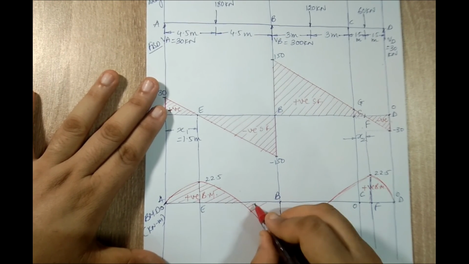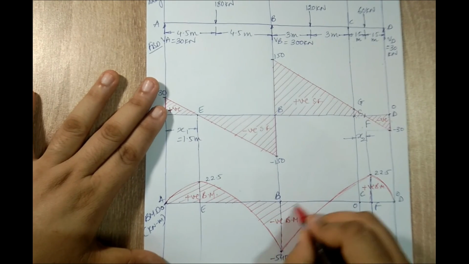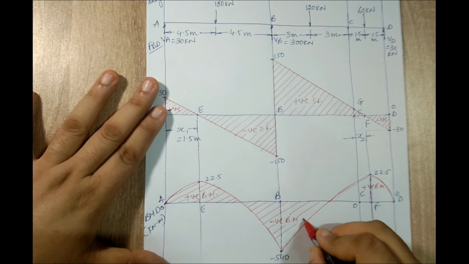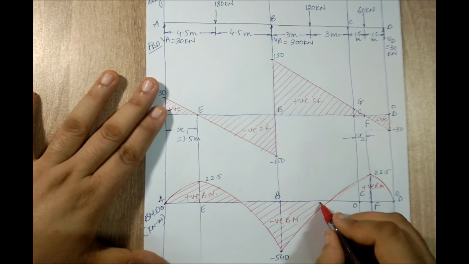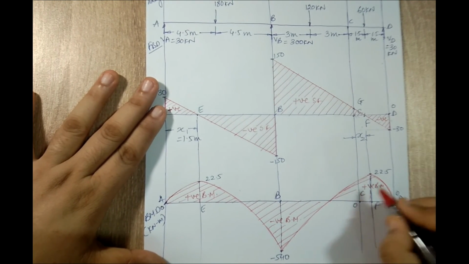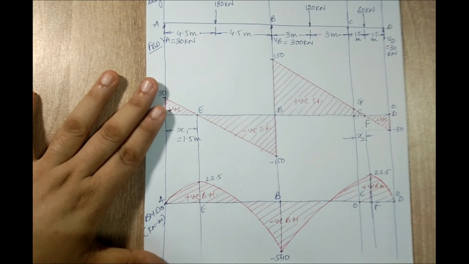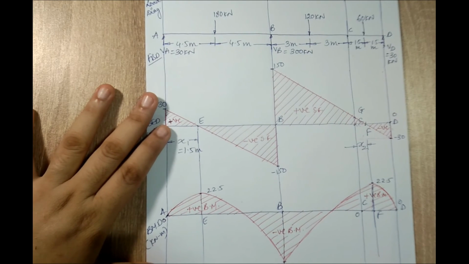The area under the SF diagram indicates the intensity of loading on the beam, and the area under the bending moment diagram indicates the shear force acting on the beam. I have already mentioned this before. I am just mentioning it because it needs to be remembered.